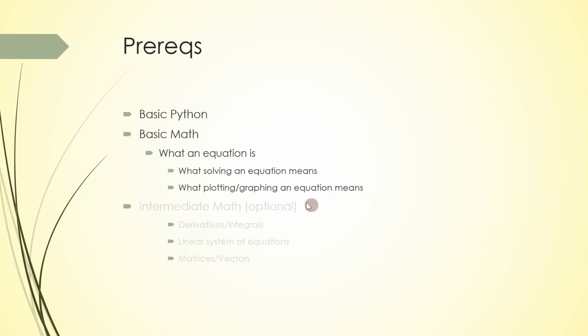And we have some optional requirements as well, some more advanced math, or rather intermediate math, such as what derivatives and integrals are, what a linear system of equations is, what matrices and vectors are. This is optional because Sympy lets you work with matrices and vectors. It lets you take derivatives and stuff, and it lets you work with linear systems of equations. If you know what these things are, this tutorial will go a little bit smoother, but this is optional. The basics should do.